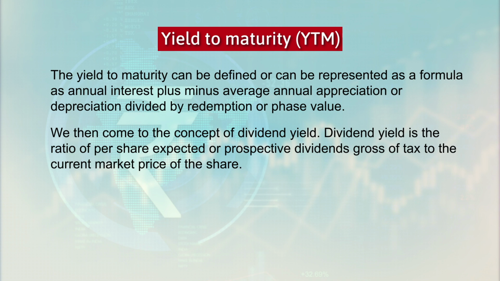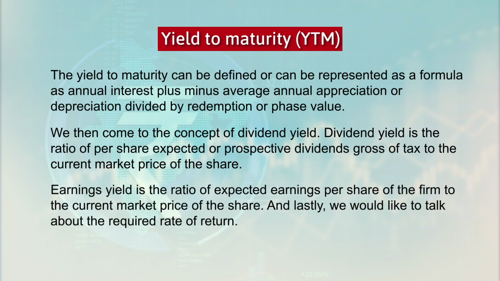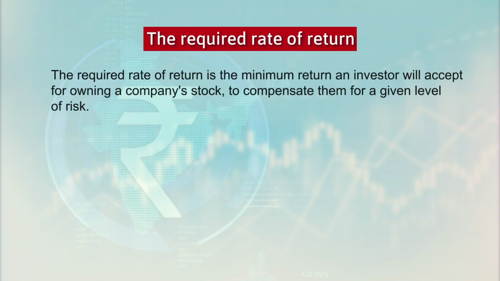Dividend yield is the ratio of per share expected or prospective dividends, gross of tax, to the current market price of the share. Earnings yield is the ratio of expected earnings per share of the firm to the current market price of the share. And lastly, we would like to talk about the required rate of return. The required rate of return is the minimum return an investor will accept for owning a company's stock to compensate them for a given level of risk.